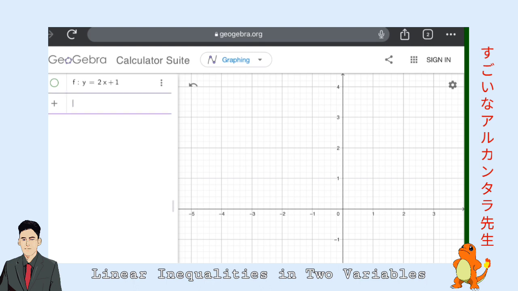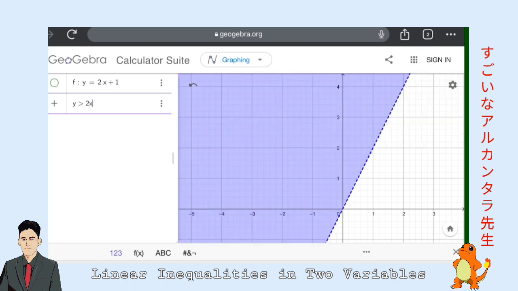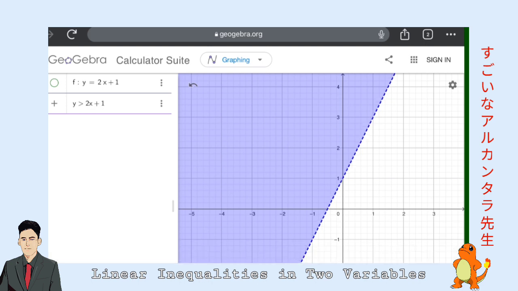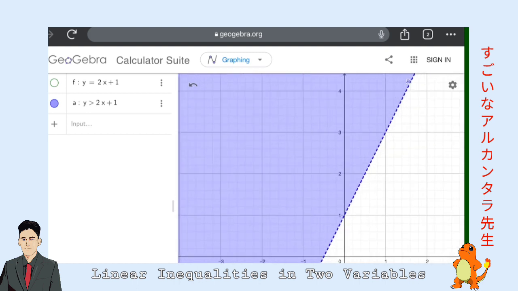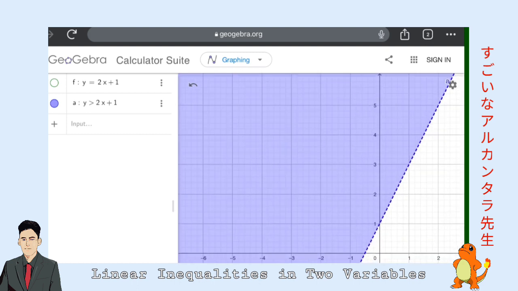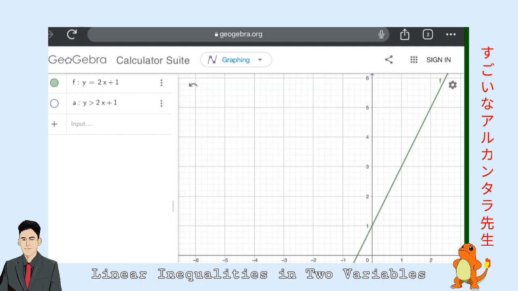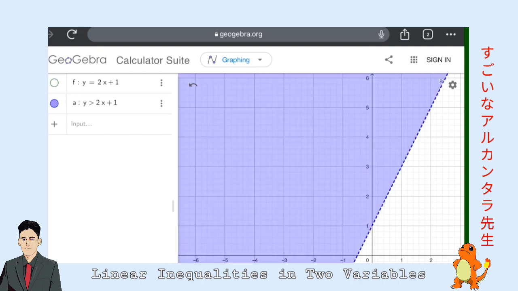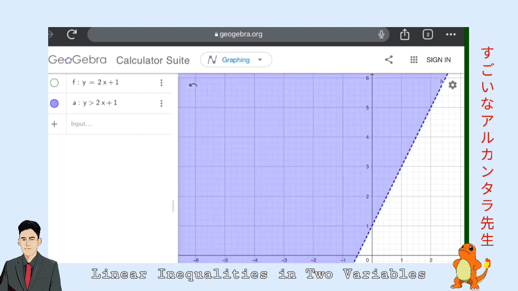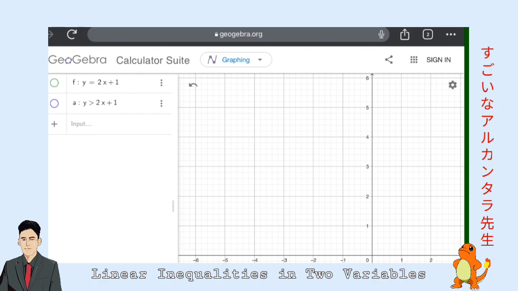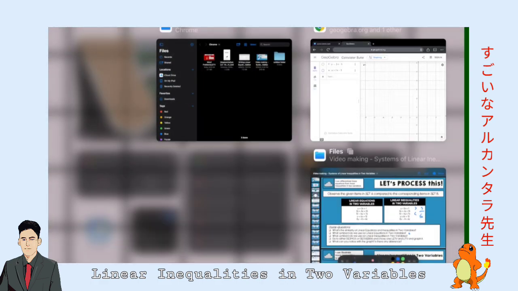So what if we try the next one, which is y greater than 2x plus 1. As you can see here, there is a difference between the two. You can notice that the line looks different, and at the same time, there is a shaded region. So from that alone, you can notice that there is a difference between a linear equation and a linear inequality. So that's what we're going to discuss for this specific video right here.